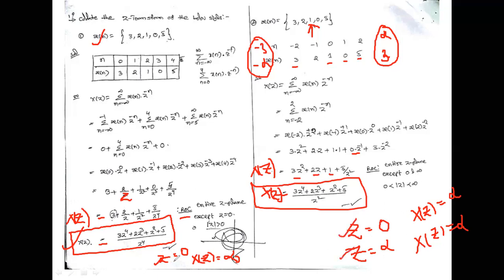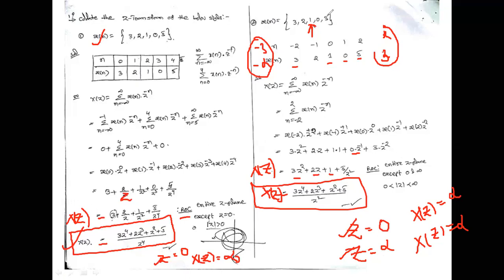Previous condition, entire z plane except z is equal to 0. But for these given equations, the ROC, the region of convergence, is the entire z plane except z is equal to 0 and z is equal to infinite. And for the remaining values, the function exists. It is not infinite, it is getting the finite value only. That is the ROC.